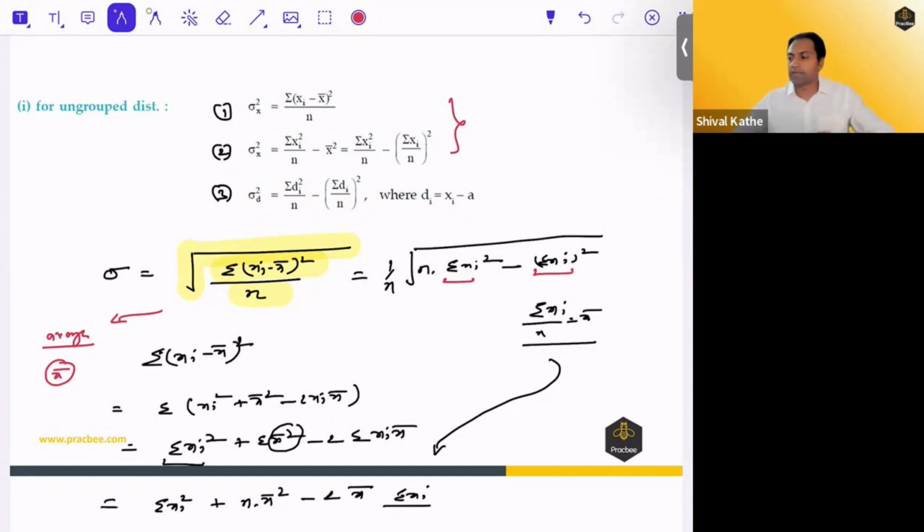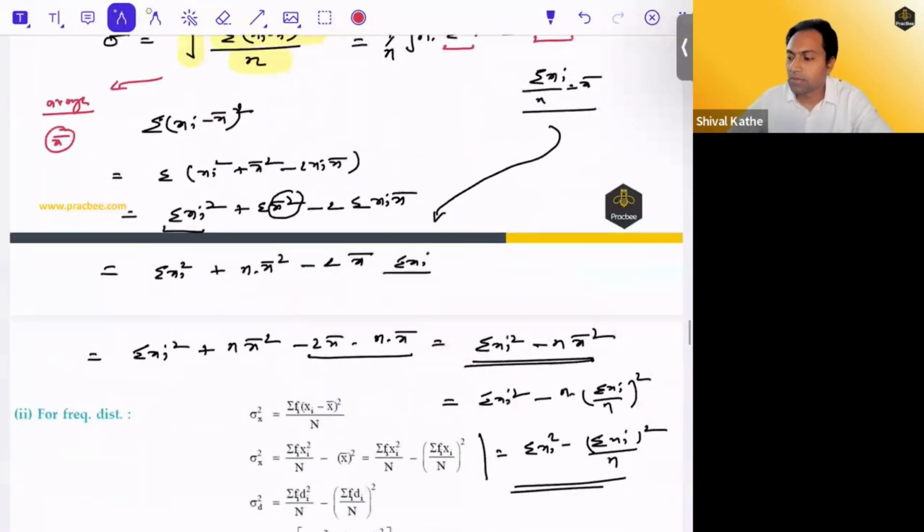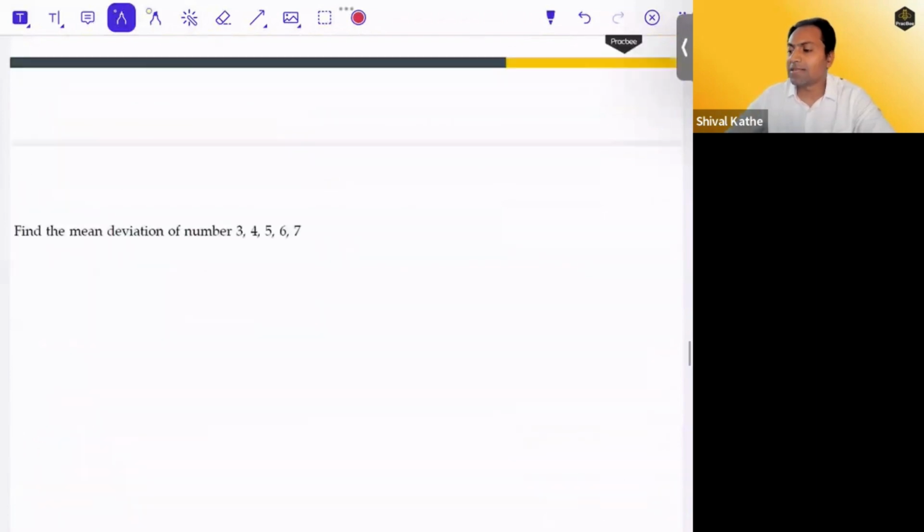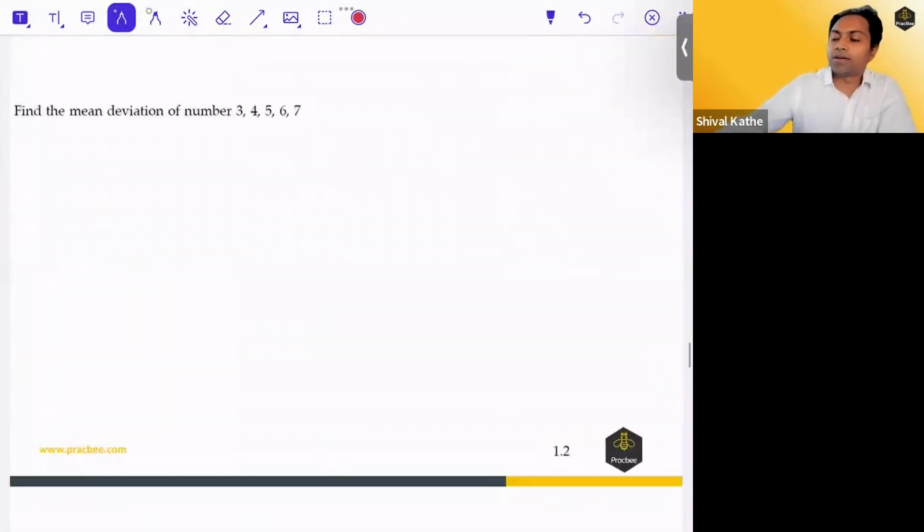Got it? ठीक है, चलो इसकी कोई जरूरत नहीं है, इसको आप अपने आप कर लेंगे. Now let us take the same 3 problems that we were doing earlier, but instead of finding mean deviation we are going to find standard deviation.